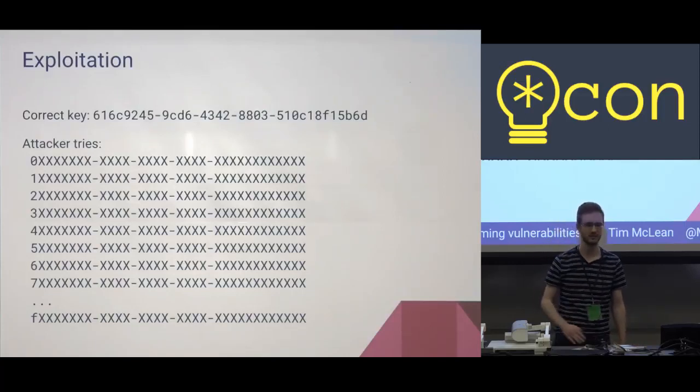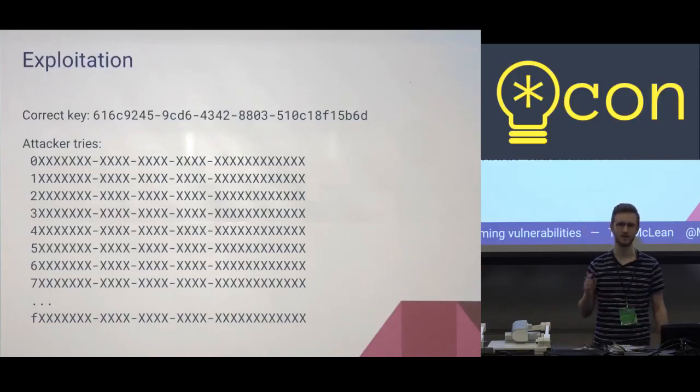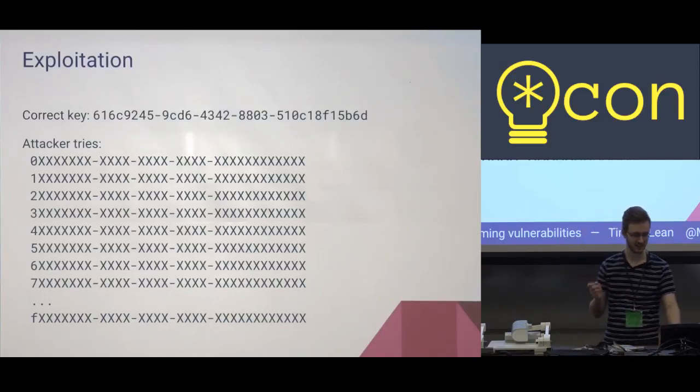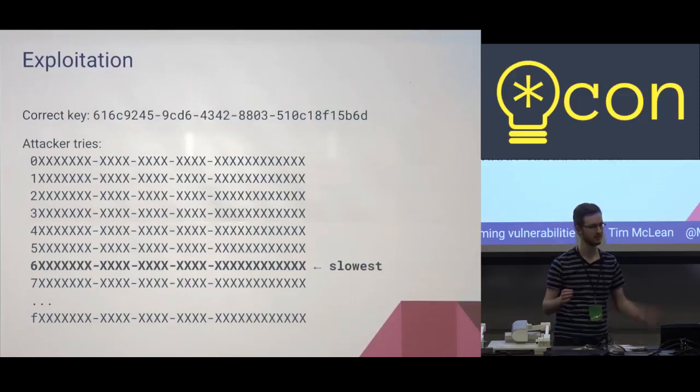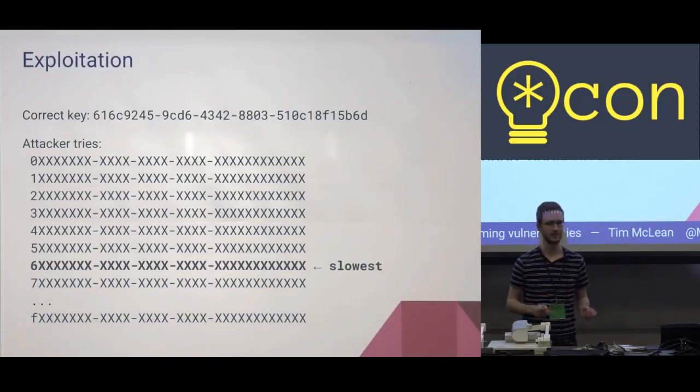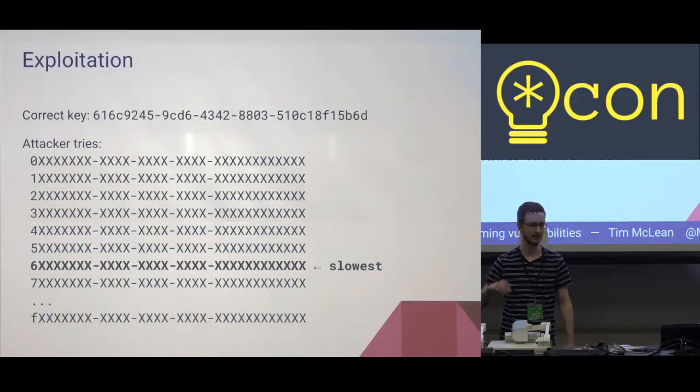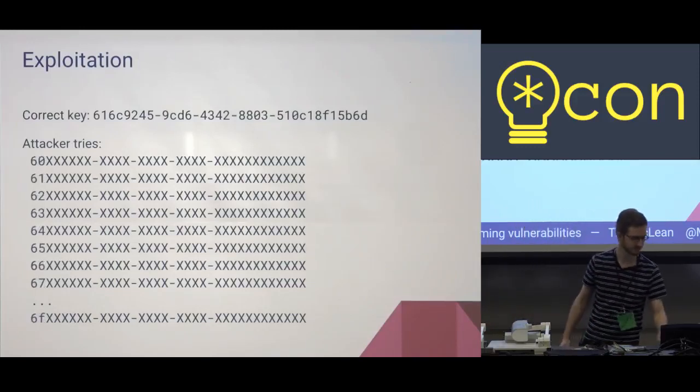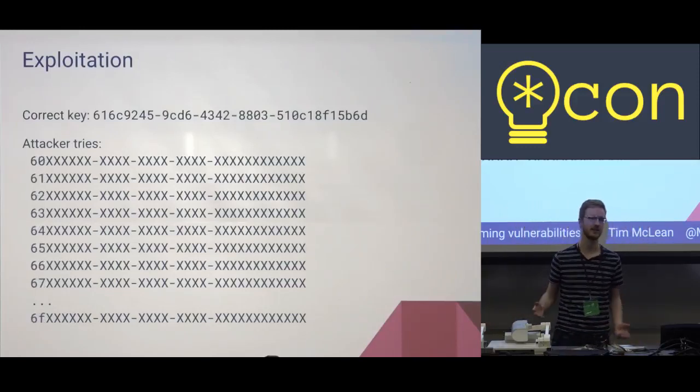16 different possibilities. And what's interesting is that one of these attempts will take slightly longer, just slightly. Number 6 in this case. And the reason for that is that when you get the first character correct, then you have to do one more iteration in that for loop. You have to go, oh, the first characters match, but the second characters don't match. Now we can return false. It takes slightly longer.